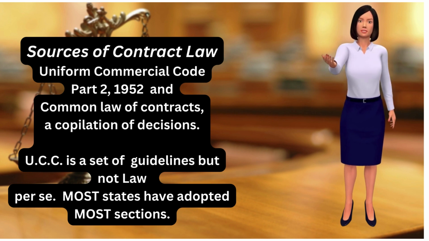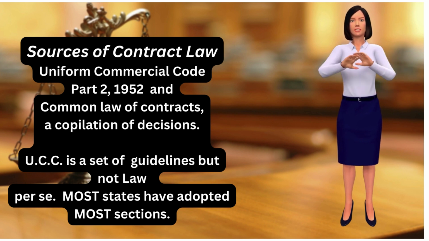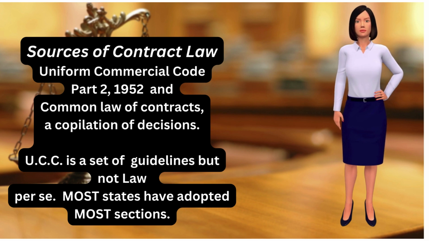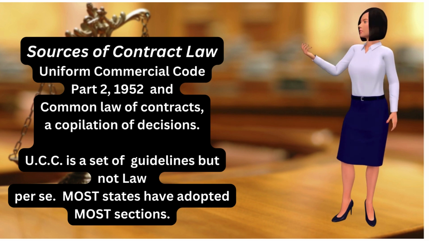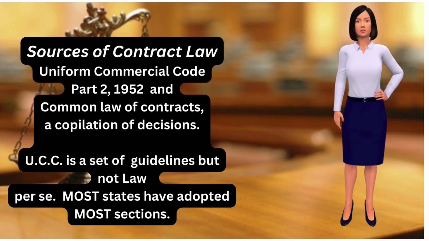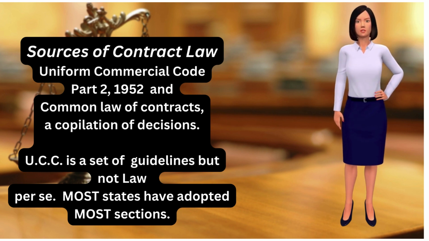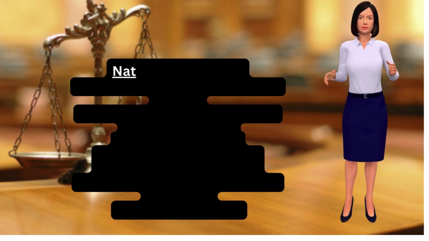Another source of contract law is the Common Law of Contracts, which is compiled from court decisions that have subsequently become established precedent. Most of these precedents are derived from state court decisions, with only a limited number of decisions coming from the federal courts. The provisions of the UCC generally take precedence over the common law of contracts.